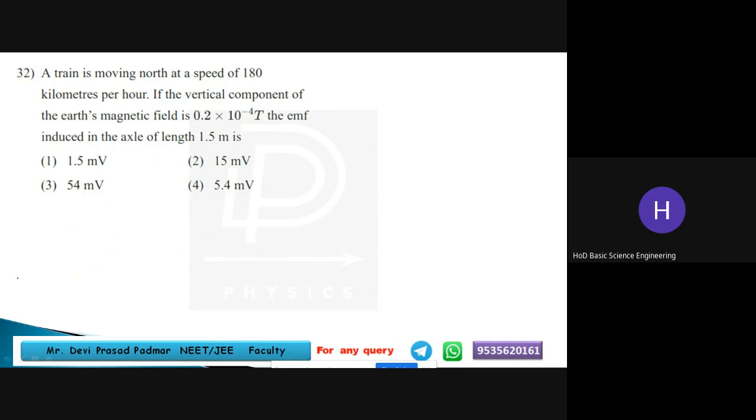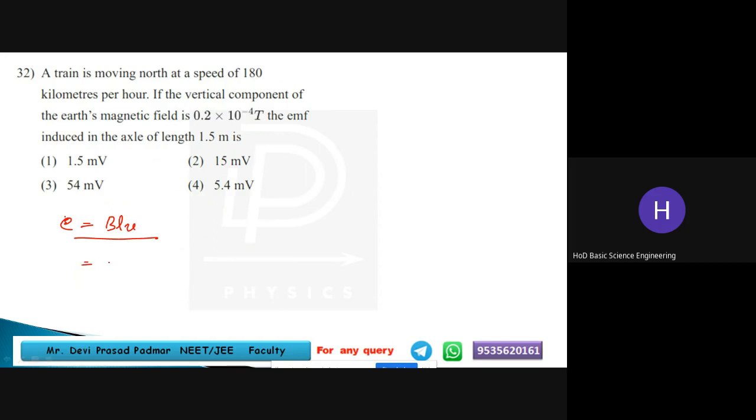A train is moving north at a speed of 180 km per hour. If the vertical component of Earth's magnetic field is 0.2 into 10 power minus 4 Tesla, the EMF induced in the axle of length 1.5 meter is? EMF induced in a conductor, motional EMF concept. EMF induced is nothing but BLV, right? Let's substitute the values.